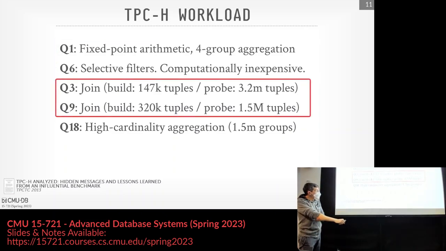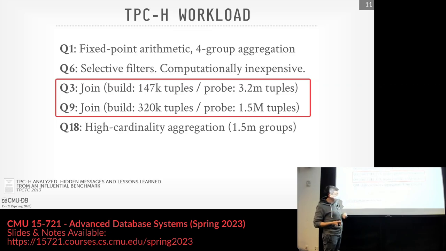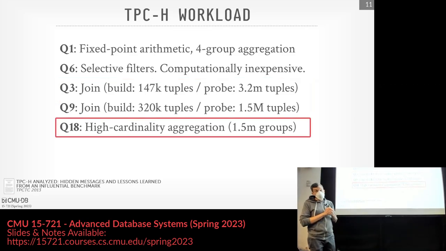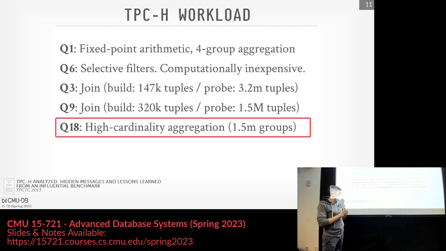Q3 and Q9 are both going to be the joins. The difference is going to be the size of the hash table and the size of the data set they're probing on the two sides of the join. So Q3 is going to have a smaller hash table on the build side, but probe more tuples. Q9 will have a larger hash table, but fewer tuples you want to probe. And then the last one is going to be Q18. It's going to be a group by with a super high cardinality, like 1.5 million groups, which is a lot. So that'd be a pretty huge hash table to build out.